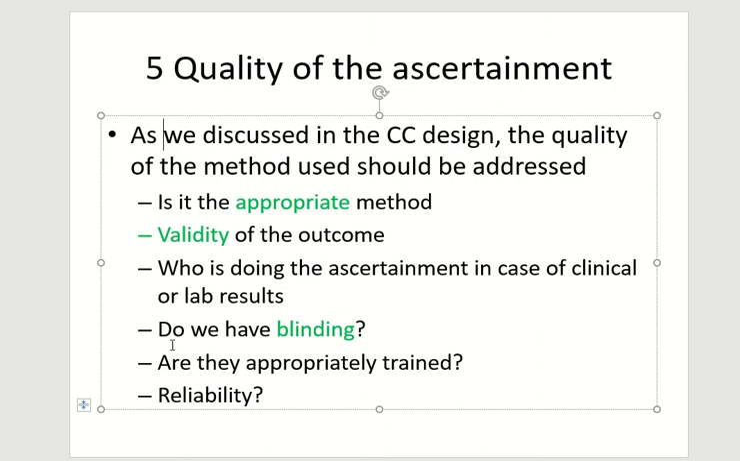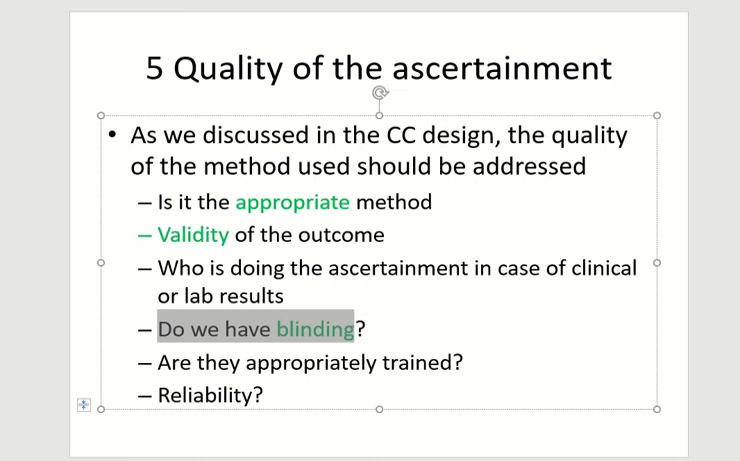So also, is there blinding in the ascertainment of the outcome? Which relates back to the previous point. If they know their exposure status, then the way they're going to ascertain the outcome might be impacted. That should also be taken into consideration. Are the people ascertaining the outcome appropriately trained? What is their reliability? Okay, so that concludes how you're going to go about ascertaining the outcome.